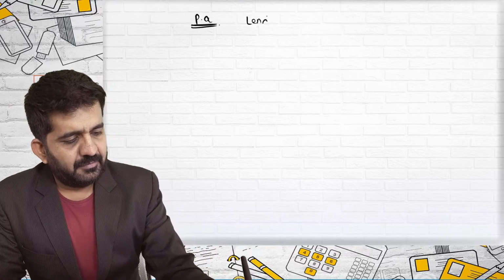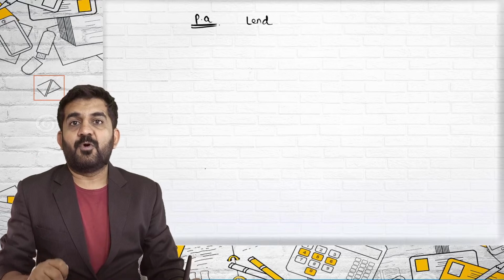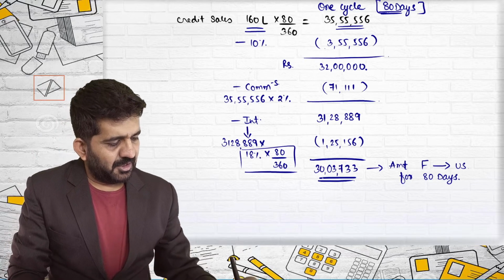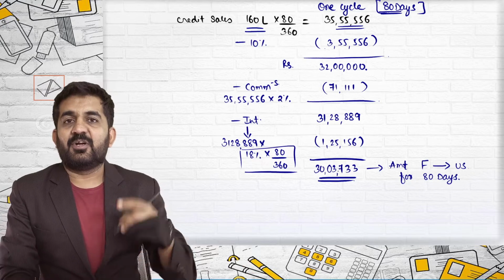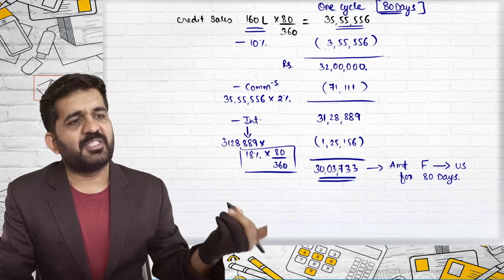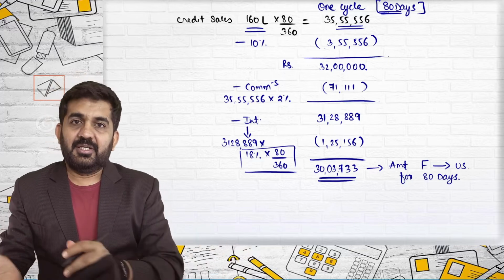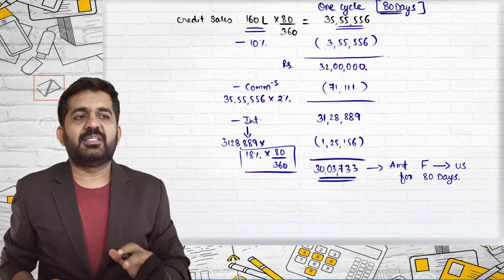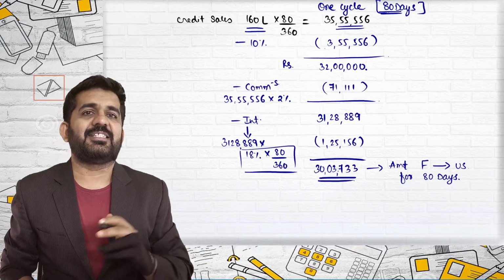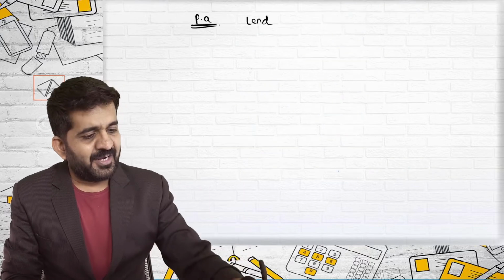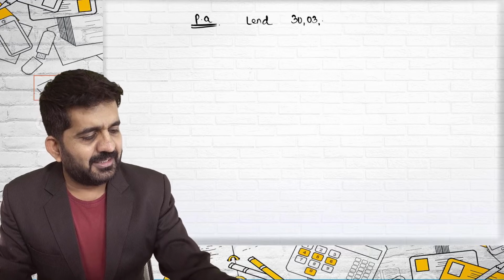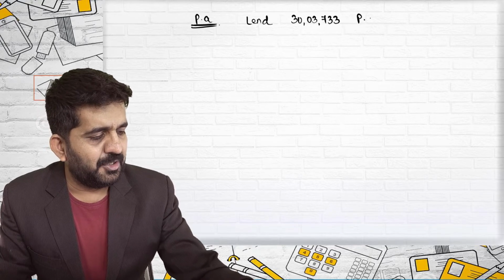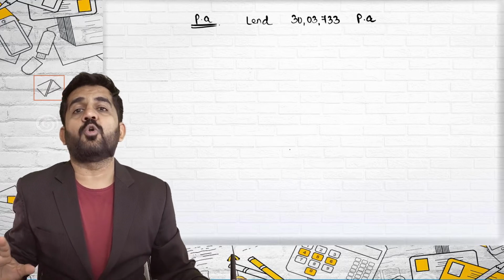If I want to calculate it per annum, how much amount will he lend me? For the first 80 days, 30,03,733. For the next 80 days, again 30,03,733, not in addition. It is just cycling, right? Next 80 days, 30,03,733. So per annum he is going to lend me only 30,03,733. I am never borrowing more than this.